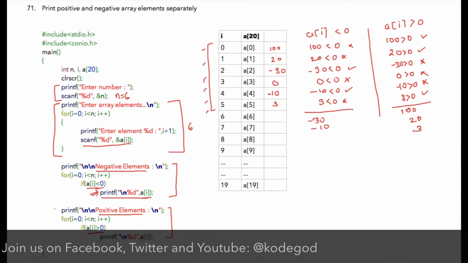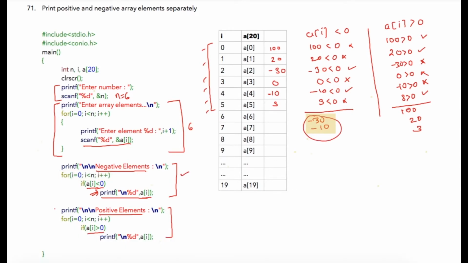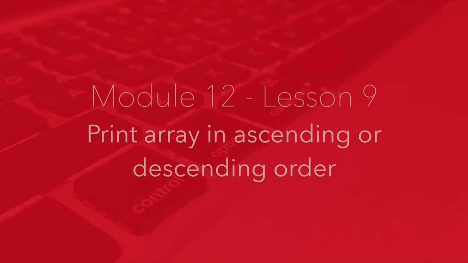So on the output screen, because of this loop, these values will be printed, and because of this loop, these values will be printed. The important thing to notice here is that 0 was not printed by any for loop because 0 is neither positive nor negative, hence it was not printed.